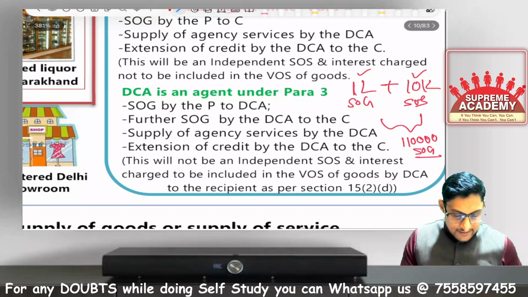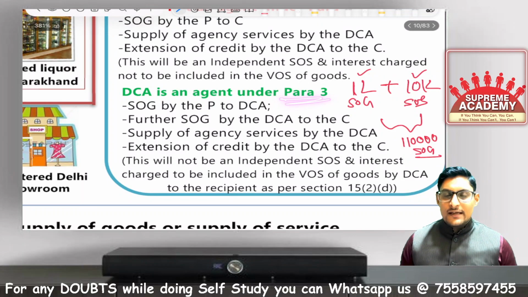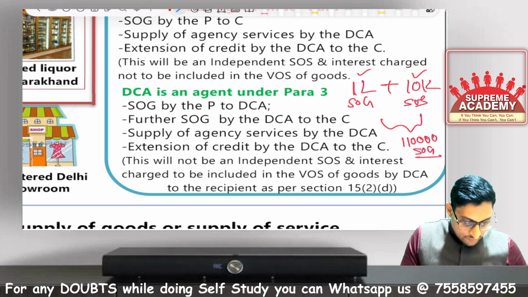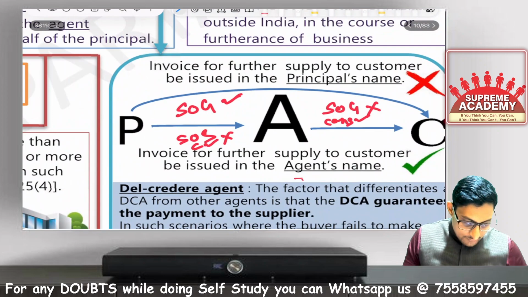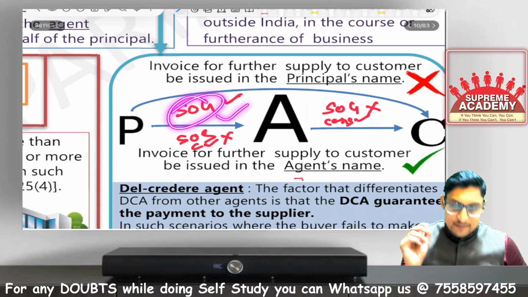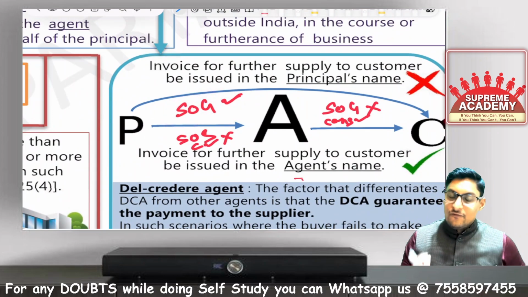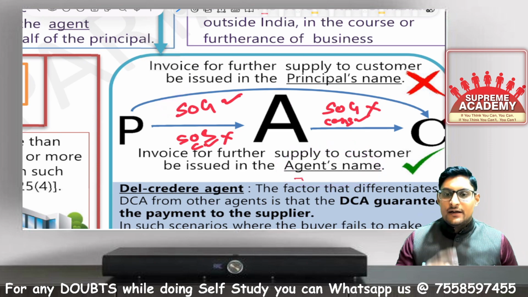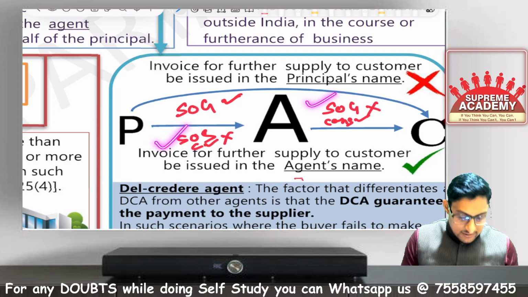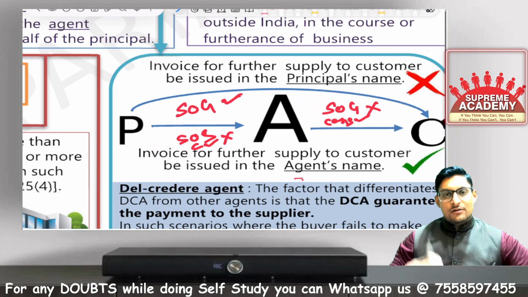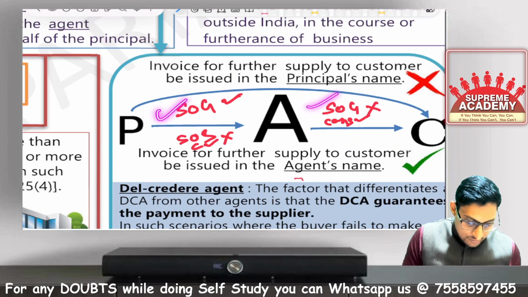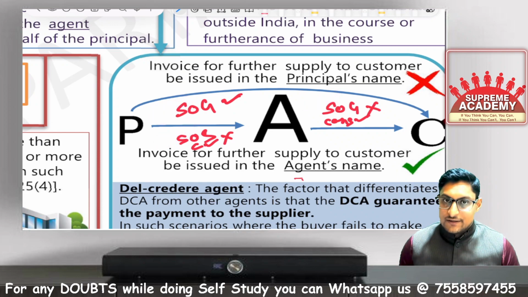Now, what if the agent is a para 3 agent? If the agent is a para 3 agent, then first of all, supply of goods by principal to the agent will be deemed as supply. If the agent is a para 3 agent, then this supply will also be treated as a supply, and this was earlier also treated as supply. So there are three supplies right now, and the fourth supply is the credit facility.